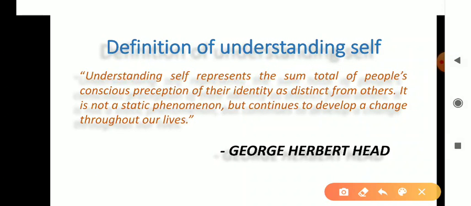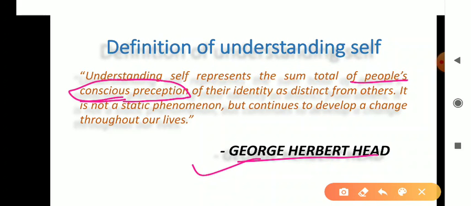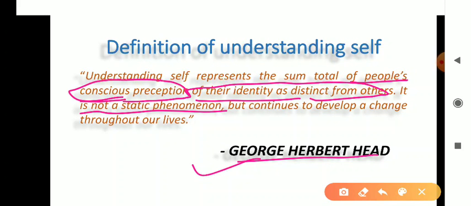The first definition was given by George Herbert Mead. Understanding self represents the sum total of people's conscious perception, meaning what the person thinks and perceives about their own self and their identity as distinct from others. Their identity will differ from others. It is not a static phenomenon, it is not constant for a long time, but continues to develop and change through our lives. Our self development or self understanding will change throughout our life.